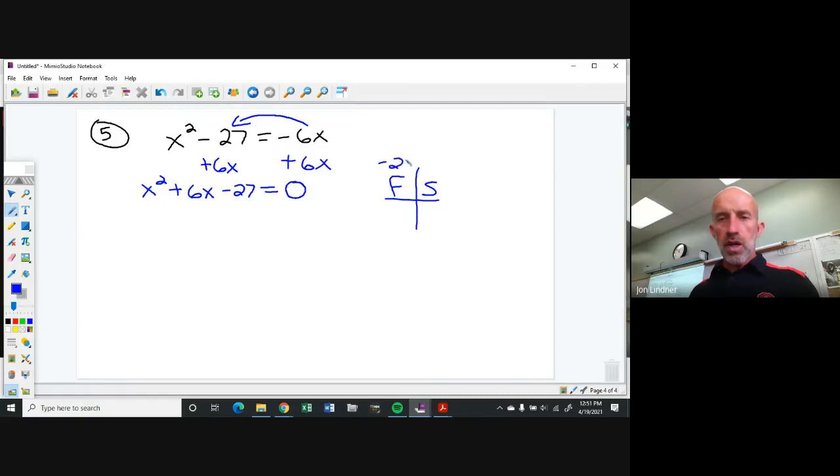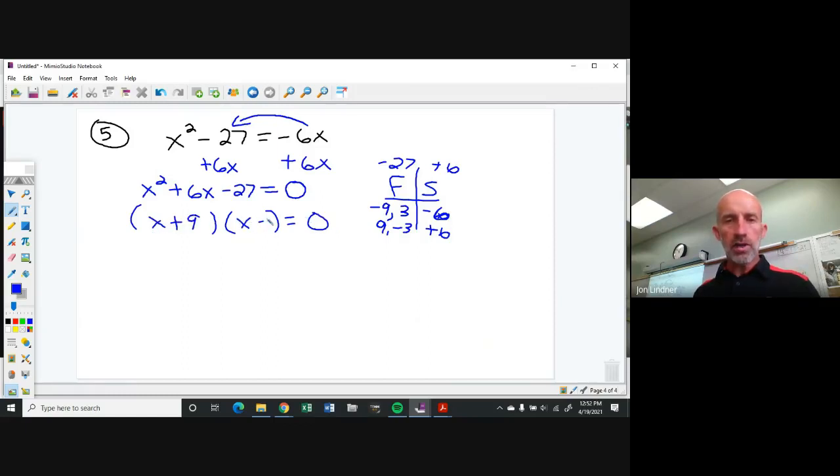I need two things that make negative 27 combined to be positive 6. Let's see, how about negative 9, positive 3? Well, those combine to be negative 6, so let's just flip our answers around. Let's make this a positive 9, negative 3. There we go. There's my positive 6. So this thing factors into x plus 9, x minus 3. I can split this into my two little equations, x plus 9 equals 0, and x minus 3 equals 0, and solve those two simple little algebra equations.